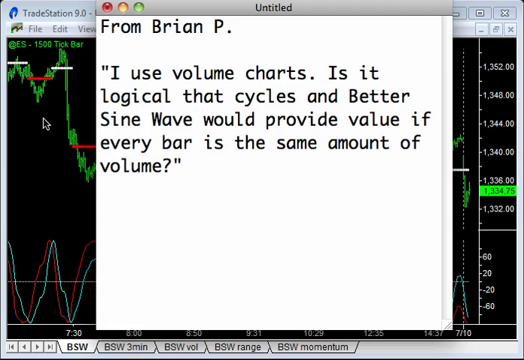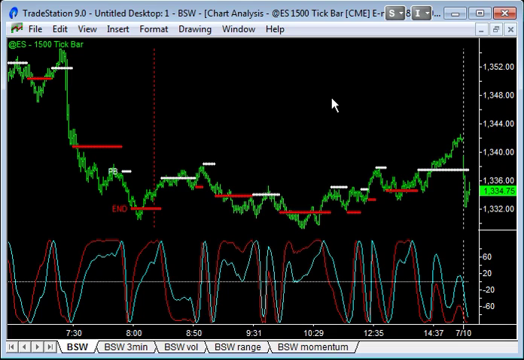But the short answer is yes, absolutely. Cycles work, and I think actually particularly well on these alternate types of charts. And I'll try and illustrate that. First of all, I've just brought up here a tick-based chart. So this is one of my standard intraday charts, a 1500 tick bar chart.